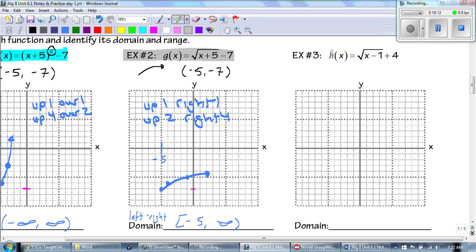So, example number 3, it's a square root. It's positive. My initial point is 1, 4. So at 1, 4, I create my initial point, up 1 over 1, up 2 over 4. Okay? So up 1, I said over again. Up 1, right 1, up 2, right 4.